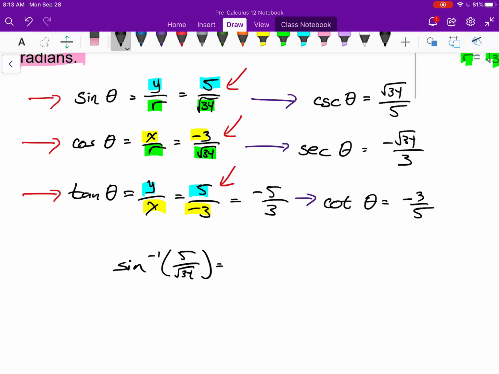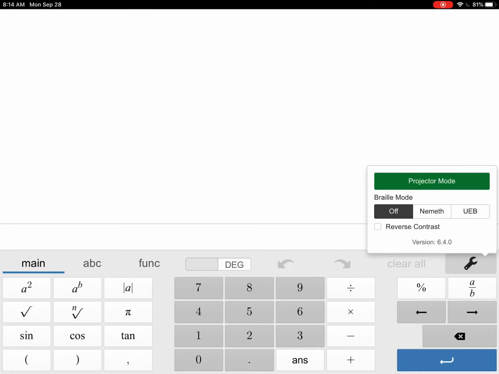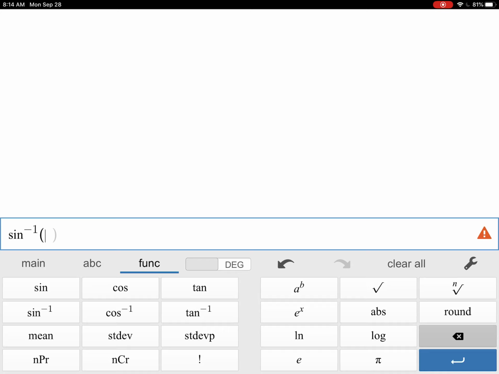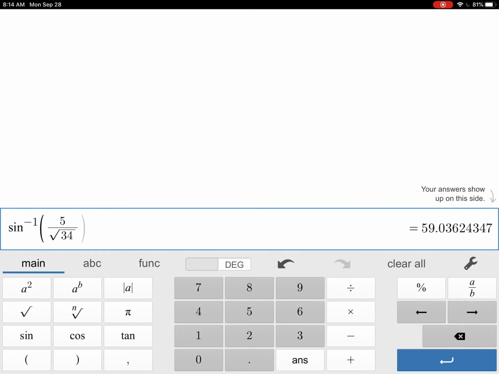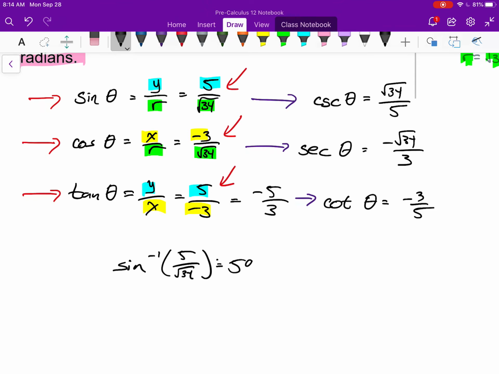And I'm going to stick with just degrees here. So let's look at the inverse sine of 5 over root 34. And if you do that, let me get my calculator out. Okay, so inverse sine of 5 over root 34. And it says 59.03 and so on, so about 59 degrees.